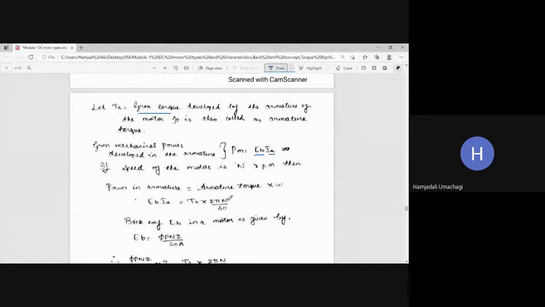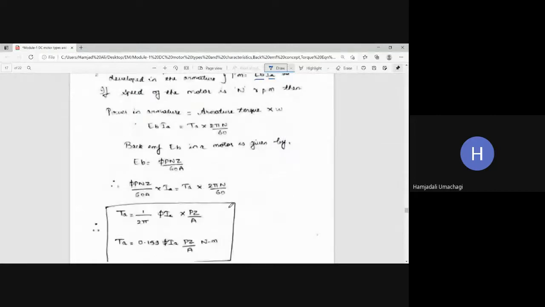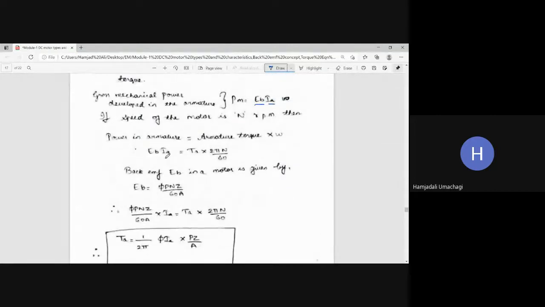Omega is nothing but 2 pi n by 60. Now, just rearranging the above equation, EB into IA is equal to TA into 2 pi n by 60, as given here. From this, you now get the expression for the torque.